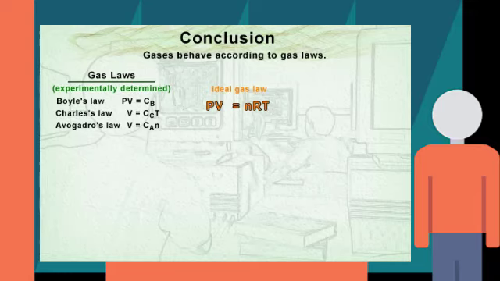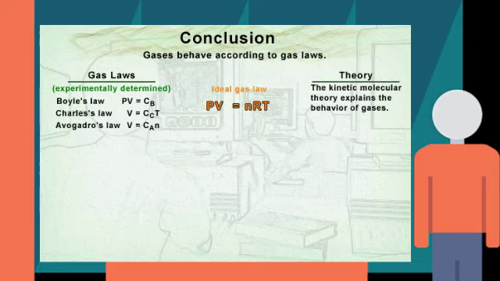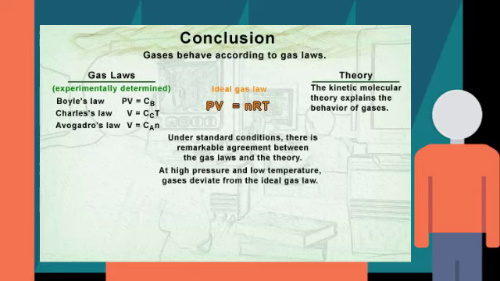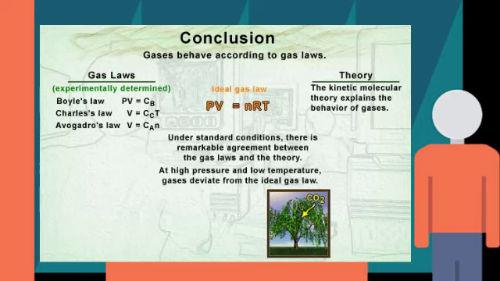You have learned that these experimentally determined laws are explained by the kinetic molecular theory, which agrees remarkably well with the experimentally determined ideal gas law for gases under standard conditions. However, gases do not always behave ideally, especially at high pressures and low temperatures. By now, you should recognize that many gases are important in daily life. In fact, some gases are even essential for life.